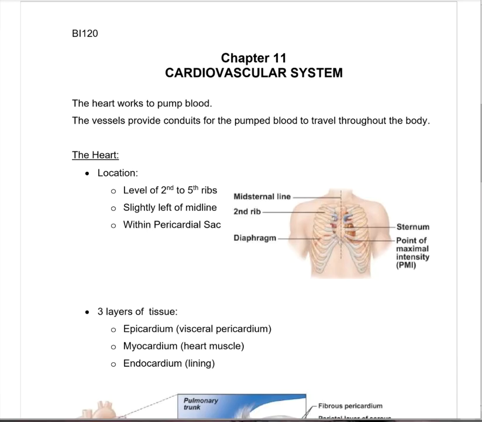Hey there, everyone. Welcome back to Bio 120. We are going to cover Chapter 11, which is Cardiovascular System, today. And so, why don't we switch over to our lecture notes and take a look at those? I have the book up as well, and we'll use that as we need to.